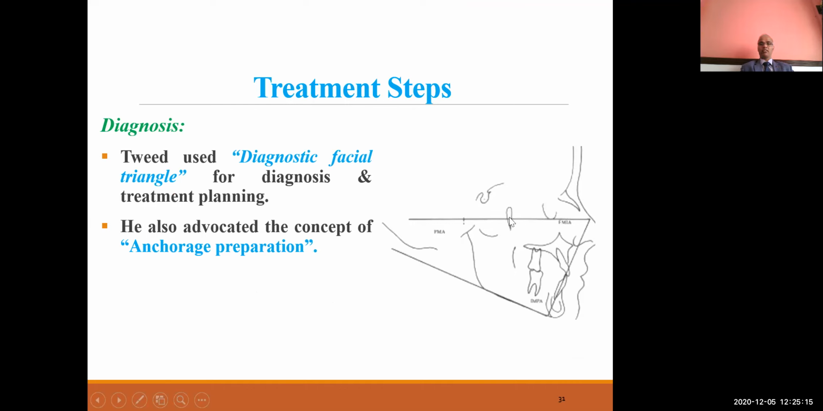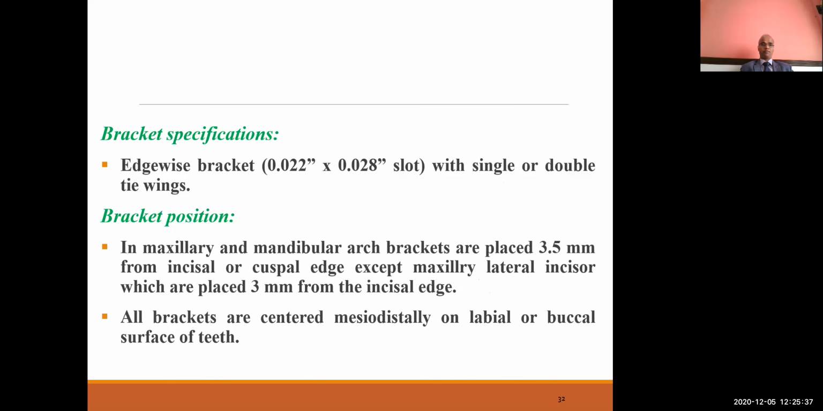There are 3 planes: FMA, the Frankfort plane, the axis of the mandibular plane, and the mandibular incisors and mandibular plane. So he also advocated the concept of anchorage preparation in first degree, second degree, and third degree anchorage preparation, depending upon the distal tipping of the posterior teeth.